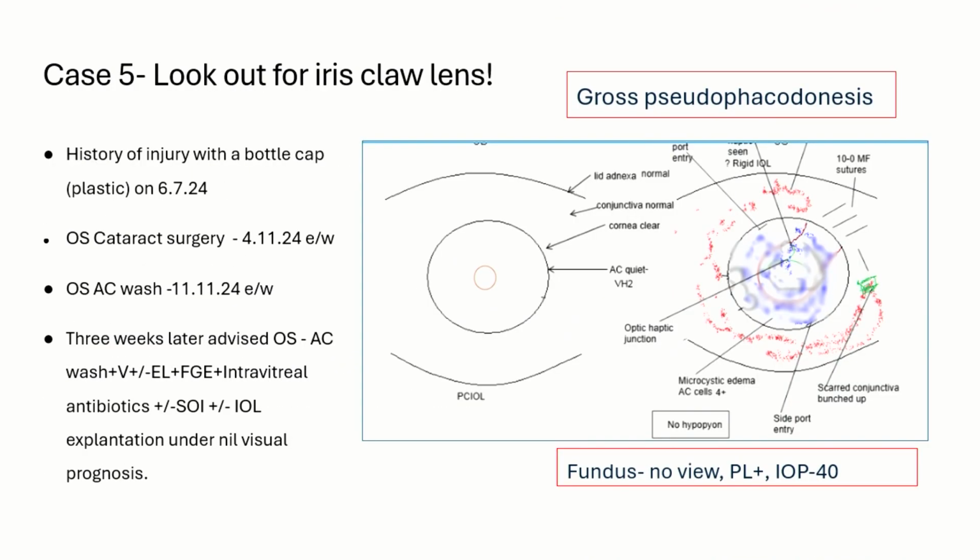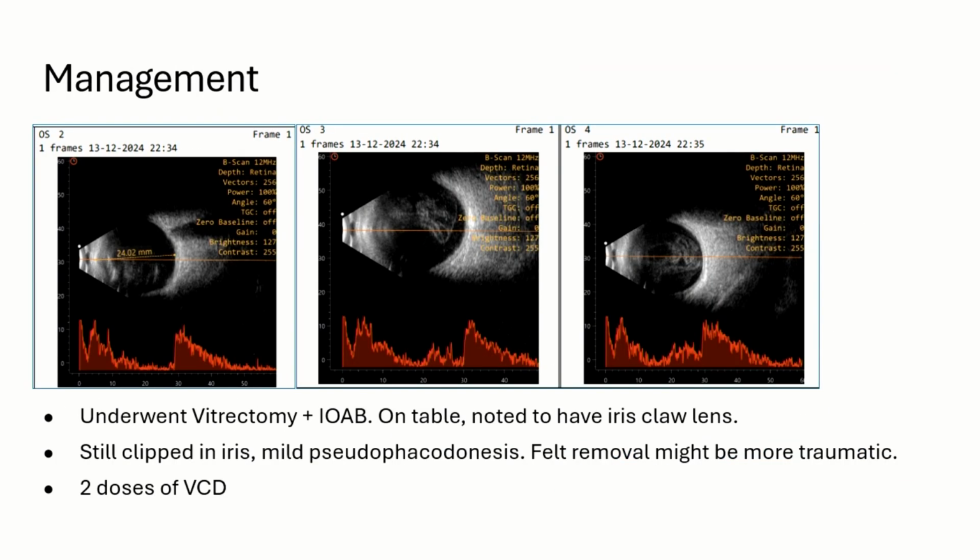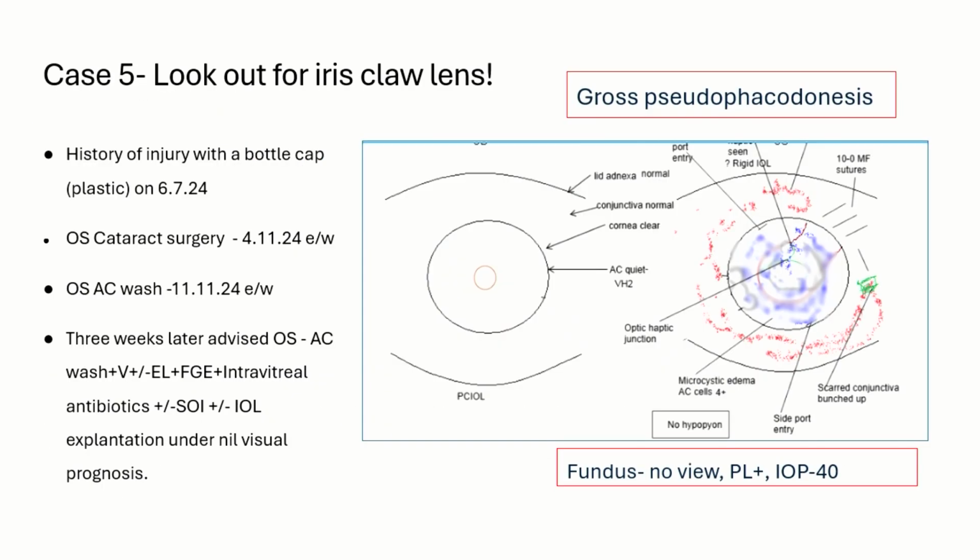Yeah, this is, I operated, I think, recently. He had some injury, then cataract surgery, AC wash. So this patient presented with no hypopion. But the thing is, he was documented as hypopion elsewhere, and he underwent AC wash. So this is why it is most important to go through the previous records. And it is better to scan it and put it in the computer also.